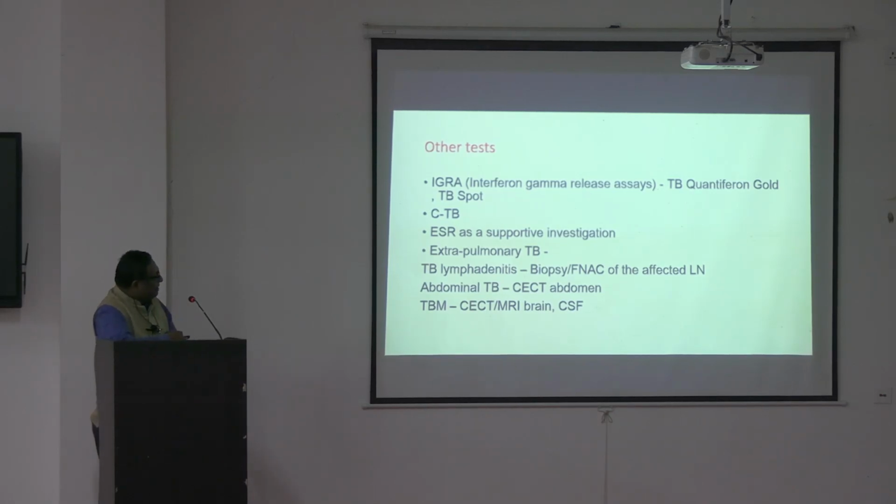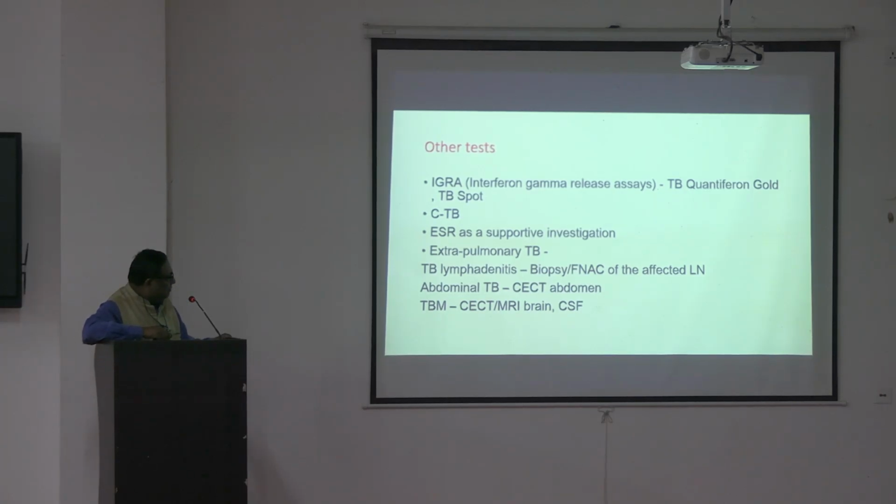Extra-pulmonary TB: suppose it's a TB lymph node, then we go for biopsy or FNAC. If abdominal TB, we can go for CT abdomen to see whether the nodes are there or not, thickening of omentum is there or not, ileocecal mass is there or not. All these things we can see on abdominal CT.